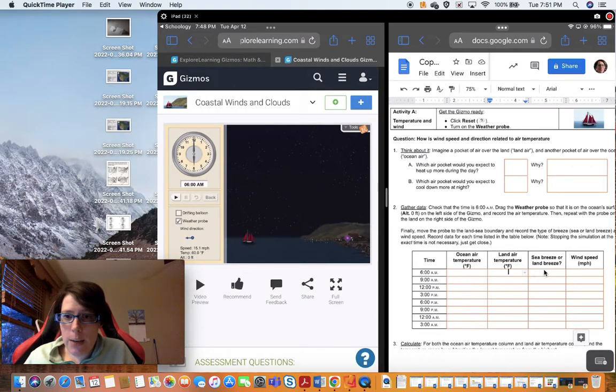And then is it a land breeze or a sea breeze? Well, which way is it going? We're going to move to get the right wind speed. We're going to move right to where the land meets the sea. So the wind is going out to the sea, which means it is a land breeze, right? And then the wind speed says it's 15.1 miles per hour. So we would put that right here. So this one would be land breeze.